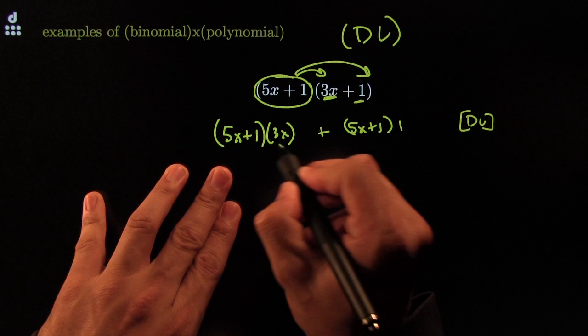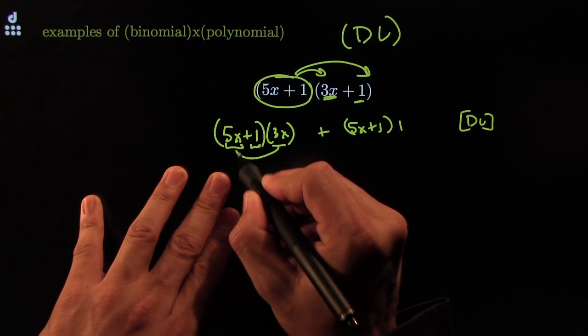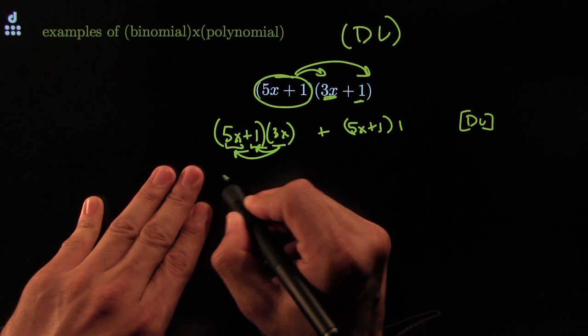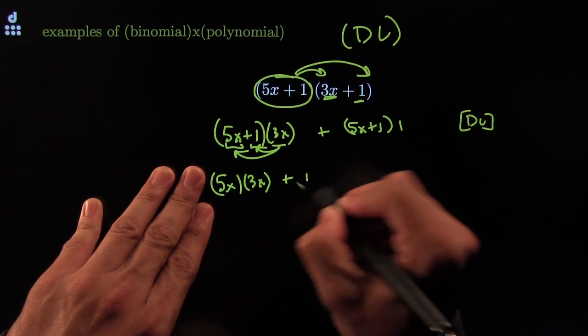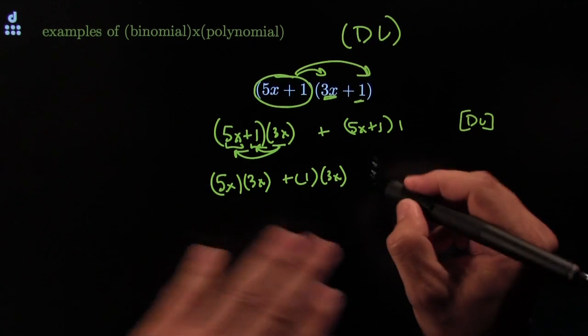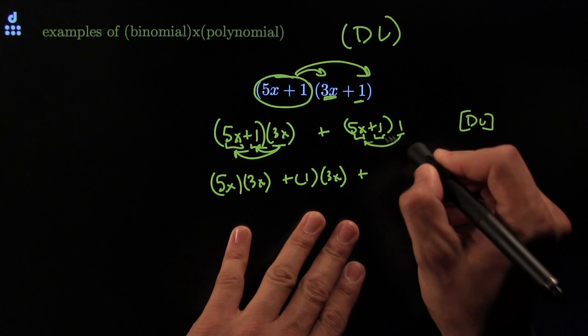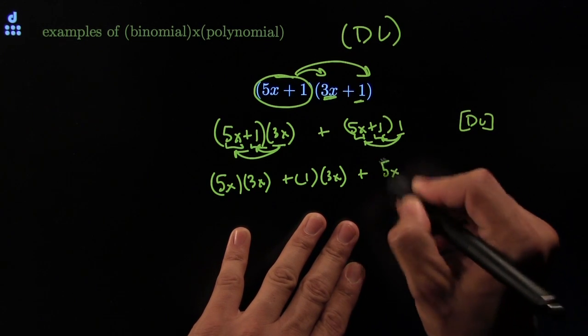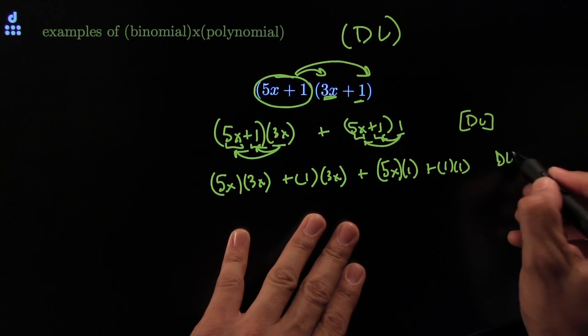Then you could play the same game on each of these pieces. This has 2 terms in here, so I could take this one and distribute it in there 2 times. So this would look like 5x times 3x plus 1 times 3x. And of course I could do the same thing here. I have 2 items here, so this could get distributed to each of them. That would look like 5x times 1 plus 1 times 1. And of course this is the distributive law.